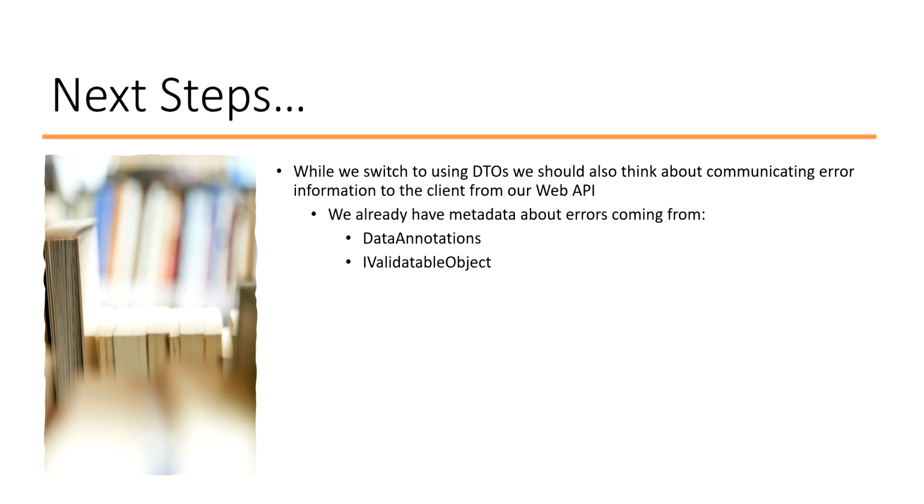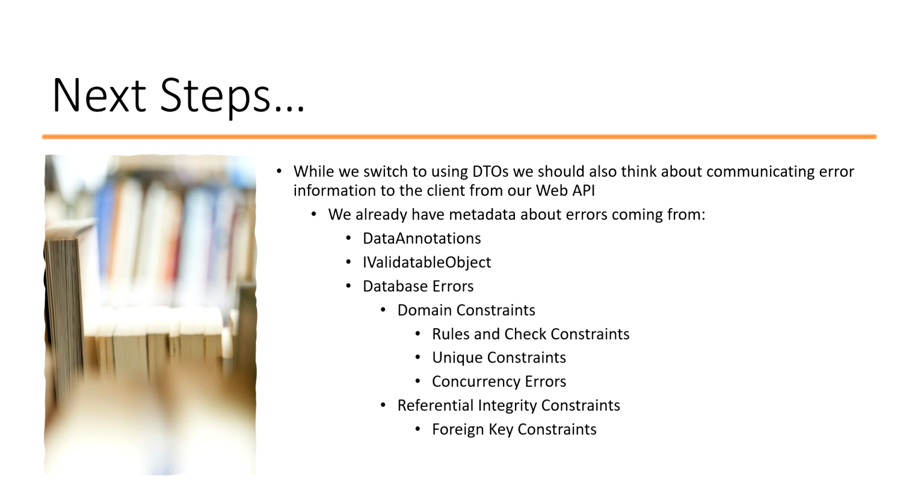Just a little bit about metadata first. We know that we have lots of metadata, all our data annotations, IValidatableObject, and so on. Database errors, right? We get errors raised in the database. How do we communicate them down to the client? We're going to accomplish all that in our next steps as well. All of our concurrency errors, unique constraints, and so on. We want to communicate all that information down to the client, so we're going to accomplish all that at the same time.